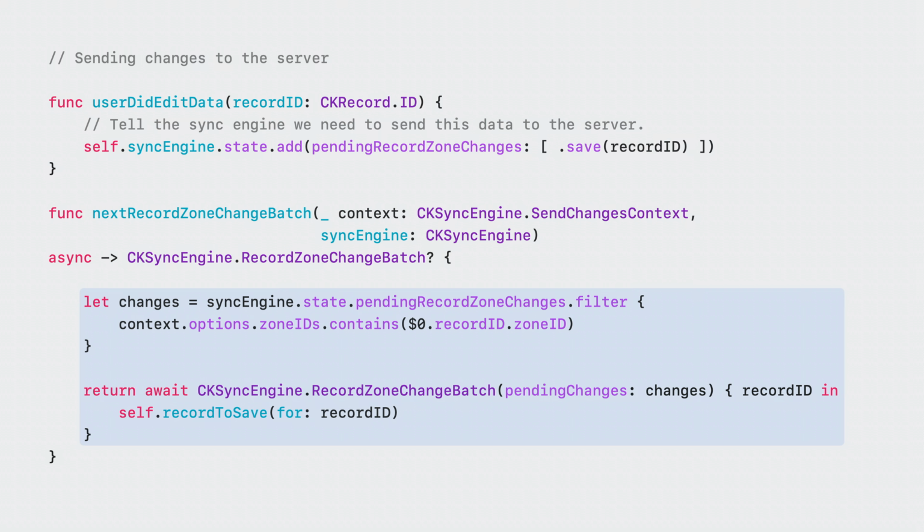You initialize a record zone change batch by providing the list of pending changes and a record provider. The list of pending changes contains the record IDs to save or delete, and the record provider will map those IDs to records when the actual sync occurs.